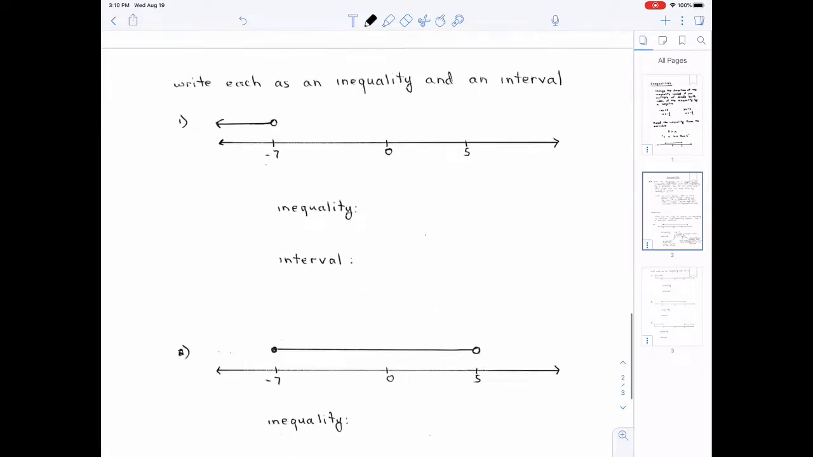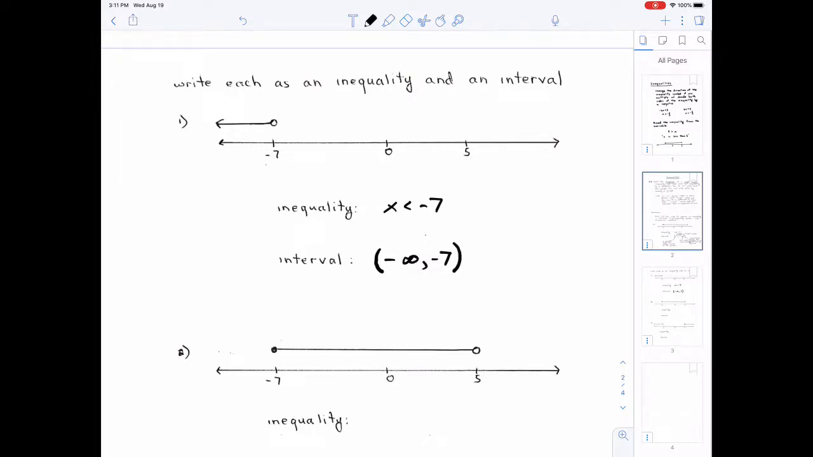Let's take a look at another one. Okay, here's the graph. So what's the inequality? X is less than -7. Fine. Now, what's the interval? Well, the smallest number here is -infinity, and the largest number is -7. Do you include the -infinity? No, so we put a parentheses. You never include infinity or -infinity. And do we include the 7? Well, the 7 here is not included, so we'd put a parentheses for that also.